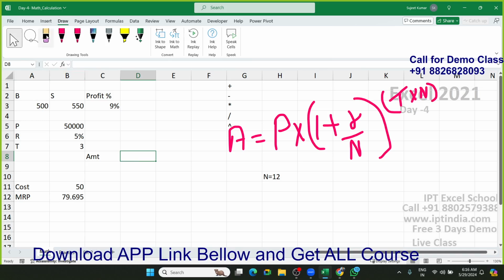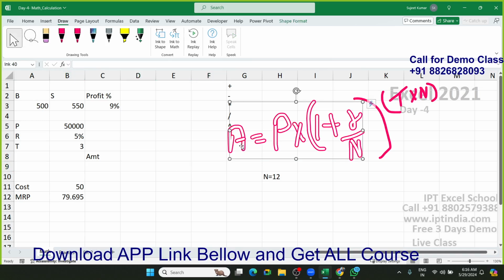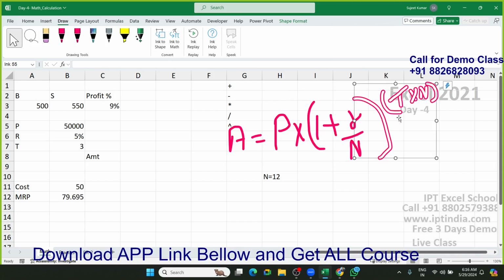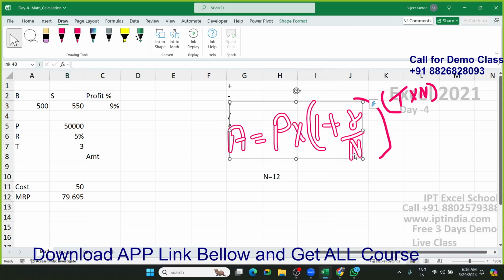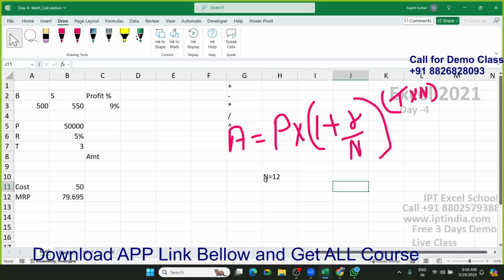So you can see your mathematical calculation is very big. If you try it once, maybe you will get an error. So P is principal, R is rate of interest, and T is the time, 3 years. N is the period. We have defined N equal to 12, because I want to calculate monthly. In a year there are 12 months, so we have N equal to 12.